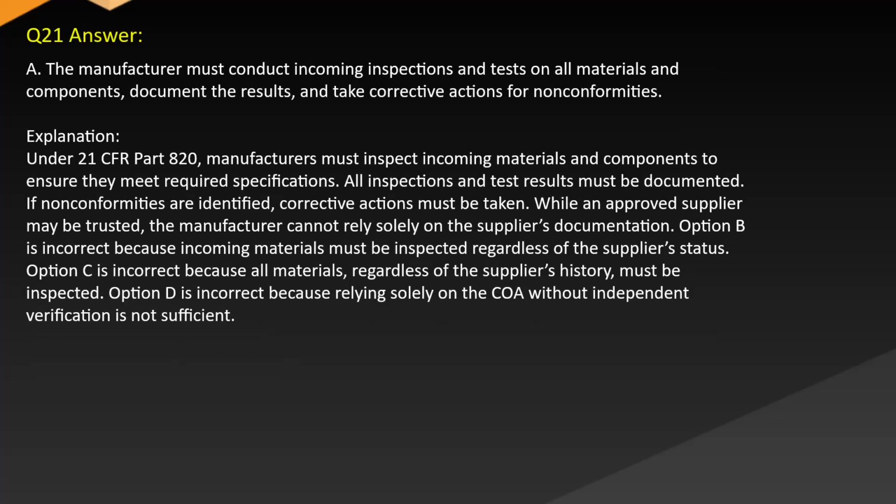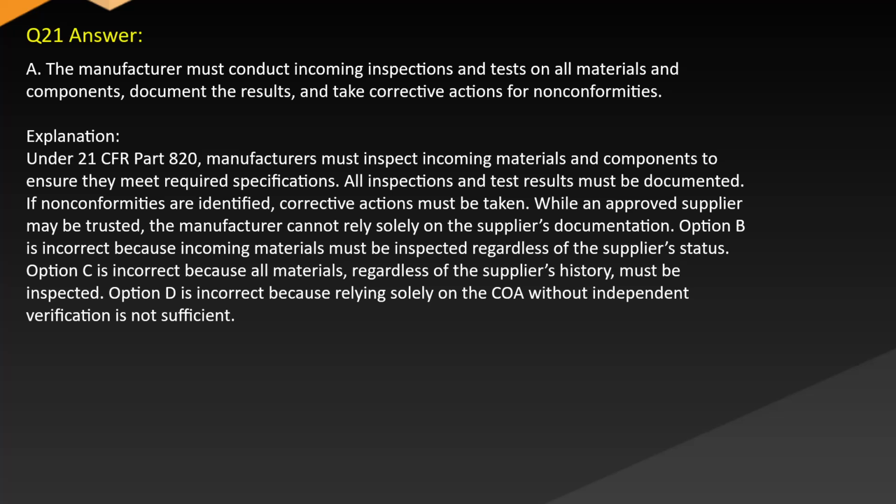Answer A. The manufacturer must conduct incoming inspections and tests on all materials and components, document the results, and take corrective actions for non-conformities. Explanation. Under 21 CFR Part 820, manufacturers must inspect incoming materials and components to ensure they meet required specifications. All inspections and test results must be documented.